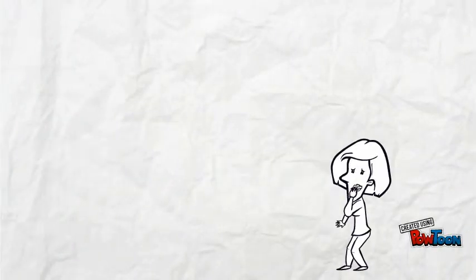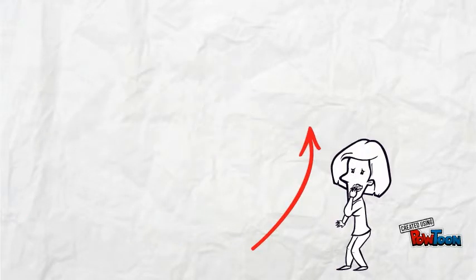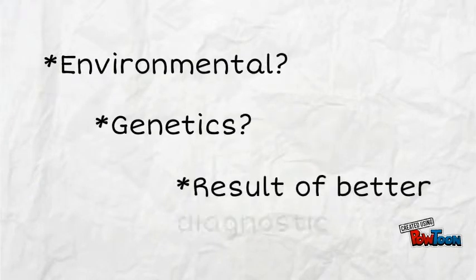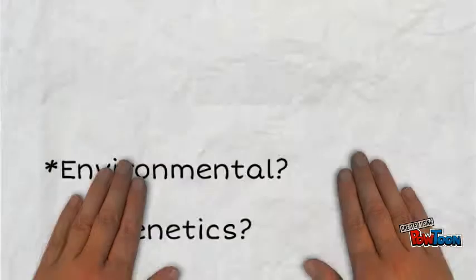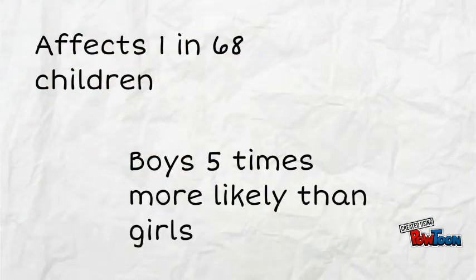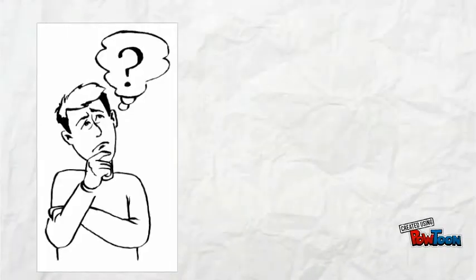children with autism has dramatically increased in the USA and Canada, but researchers and scientists don't know the cause. Autism now affects 1 in 68 children. Boys are 5 times more likely to be identified with ASD than girls. I wonder why the big gap in genders.